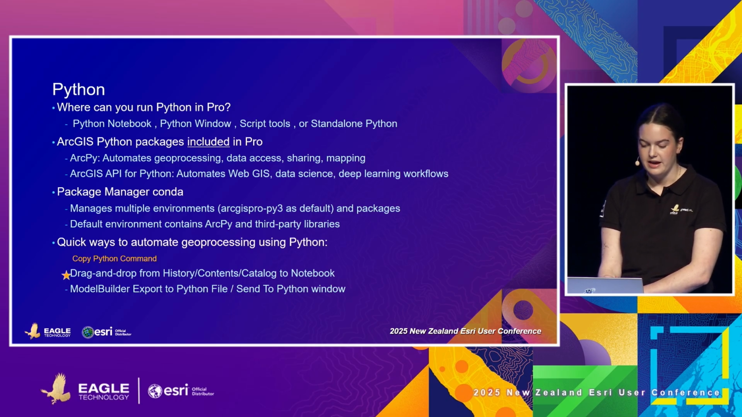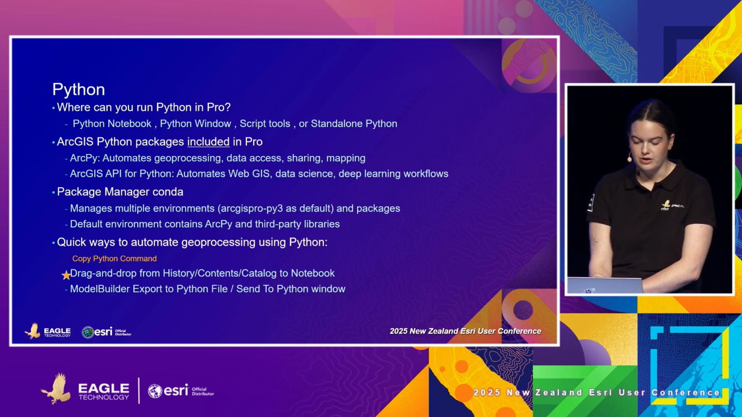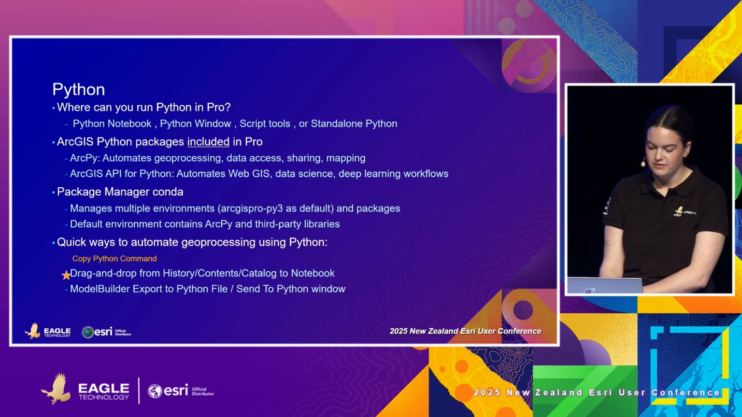There are ArcGIS Python packages included in Pro as well. ArcPy is a Python site package that allows you to perform geographic data analysis, conversion, management, and map automation. The ArcGIS API for Python is a Python library that allows you to automate tasks in WebGIS, deep learning, and much more. To manage these packages, ArcGIS Pro uses Conda to allow you to manage multiple environments and store different packages in each of these environments.